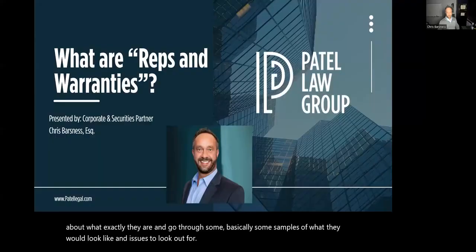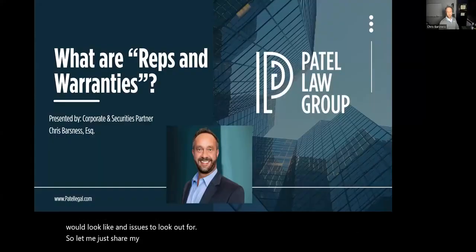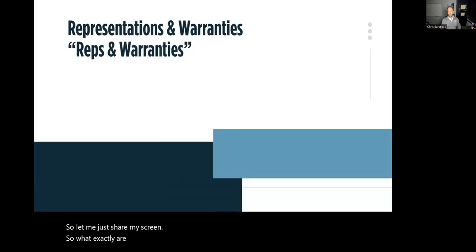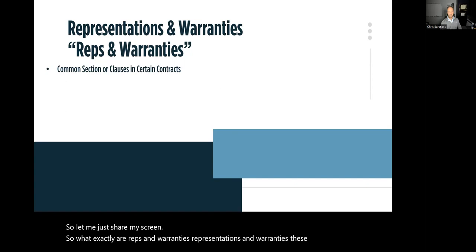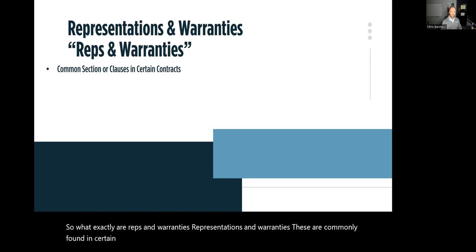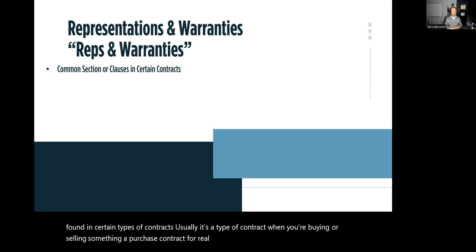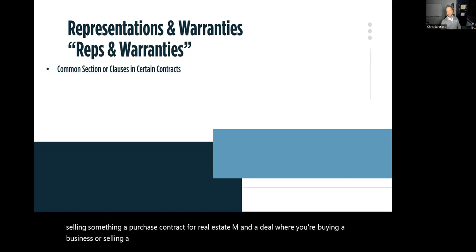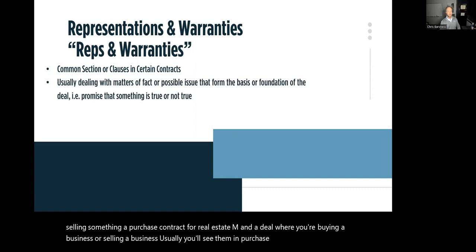So let me just share my screen. So what exactly are reps and warranties? Representations and warranties. These are commonly found in certain types of contracts. Usually it's a type of contract when you're buying or selling something, a purchase contract for real estate, an M&A deal where you're buying a business or selling a business. Usually you'll see them in purchase contracts.